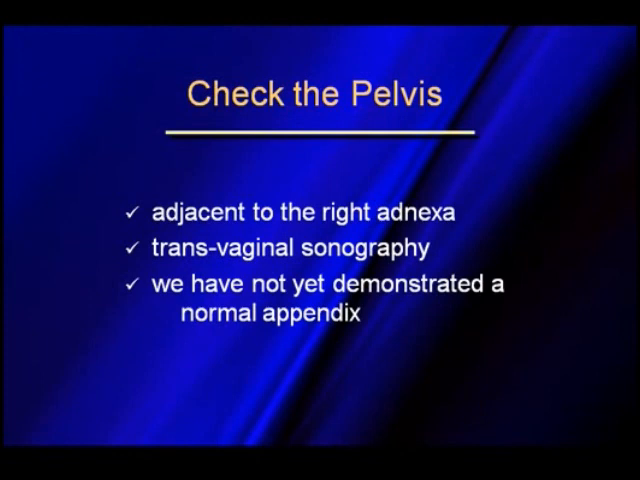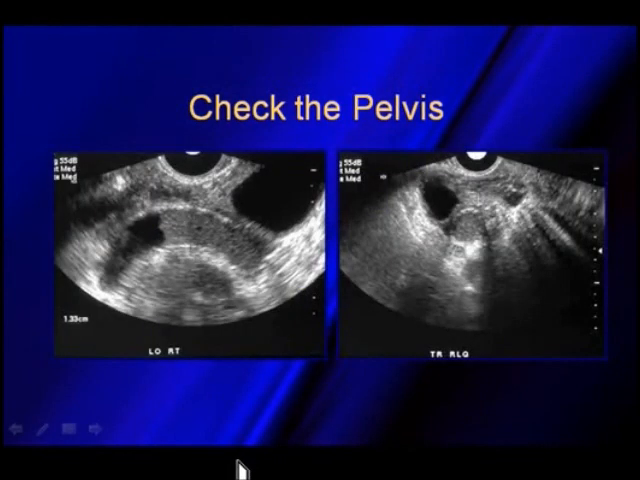Next, we'll go in and check in the pelvic area. As I mentioned earlier, it's common in females. We have actually seen multiple times cases of appendicitis on endovaginal sonography, but I have not yet seen a normal appendix on an endovaginal ultrasound exam.